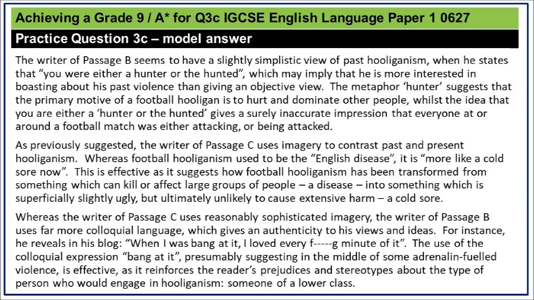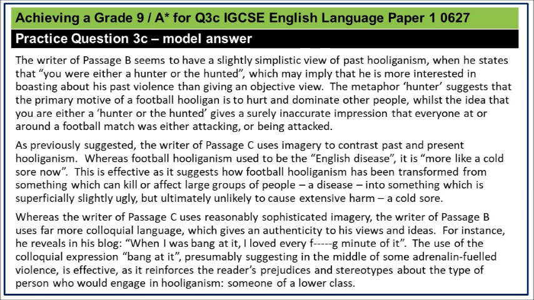As previously suggested, the writer of Passage C uses imagery to contrast past and present hooliganism. Whereas football hooliganism used to be the English disease, it is more like a cold sore now. This is effective as it suggests how football hooliganism has been transformed from something which can kill or affect large groups of people, a disease, into something which is superficially slightly ugly but ultimately unlikely to cause extensive harm, a cold sore.